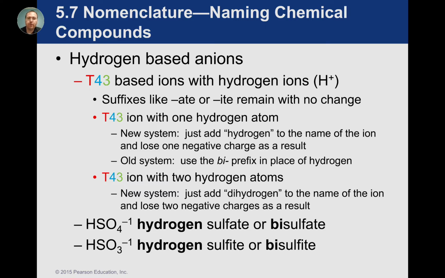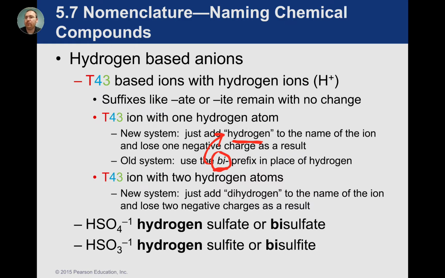It is true, though, that in the old system, hydrogen was named, and I hate this for you guys, but hydrogen was named for bi. So bi and hydrogen are the same thing. So hydrogen carbonate is the same thing as bicarbonate. That's just an improvement that they went from bi to hydrogen to make it a little bit easier. But a lot of companies using those old names still use bi instead of hydrogen, so be careful.